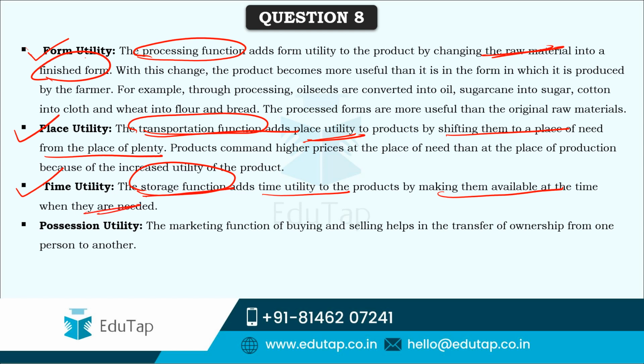The best example is ice creams. In winter nobody goes for ice creams, but when the storage function comes into place, it can be used in summer. Cold drinks, and everything that is seasonal, generally comes under this. Next is possession utility. The marketing function of buying and selling helps transfer ownership from one person to another, like possession of cars or houses. Based on the buying and selling, the person possesses that particular item, and that comes under possession utility. These are all basic economic principles.